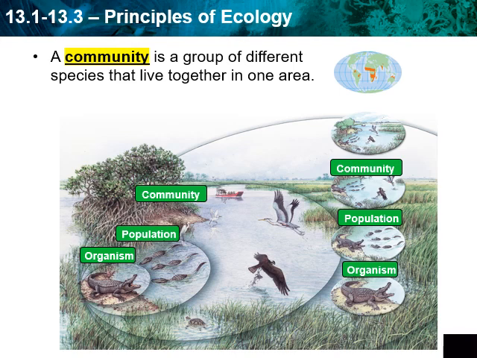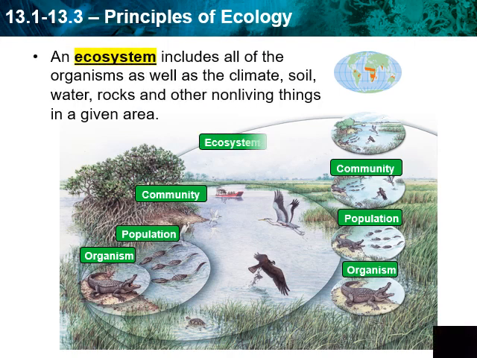Now, a community is a group of different species that live together in one area. So that would include the alligators, the birds, the fish, the turtles that all live in the same area. That's the community. And then we have our ecosystem. The ecosystem includes all the living things, so all the organisms, as well as the non-living things like the climate, the soil, rocks, water, all of the other non-living things in that area.